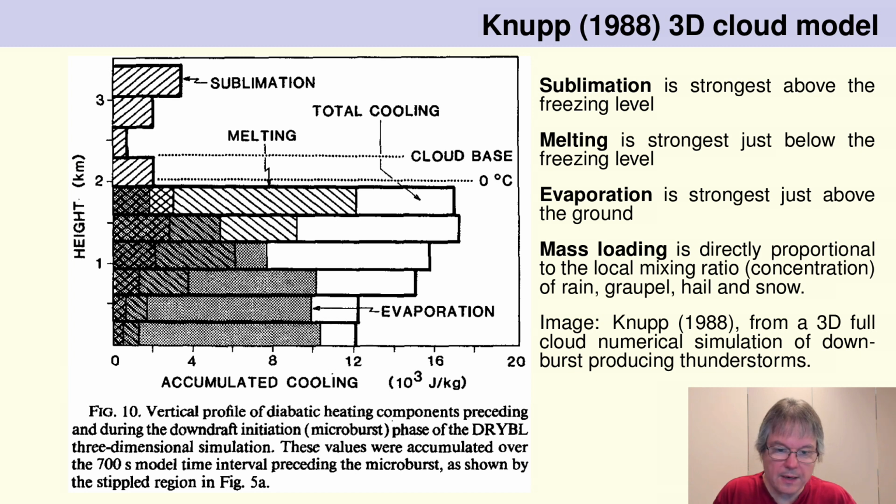So Kevin Knupp in 1988 did some three-dimensional simulation of downbursts, and this is an important work because notice in the figure here, height above the ground, and we have accumulated cooling, so we're just basically keeping tabs on the thermodynamic forcing. Above the freezing layer, or the melting layer, which is about 2 kilometers, 0 degrees Celsius, it's no surprise that sublimation is the dominant forcing, because what else? You can't have melting because it's not melted, it's below freezing. So it's only sublimation. That's going from the solid state straight to vapor.